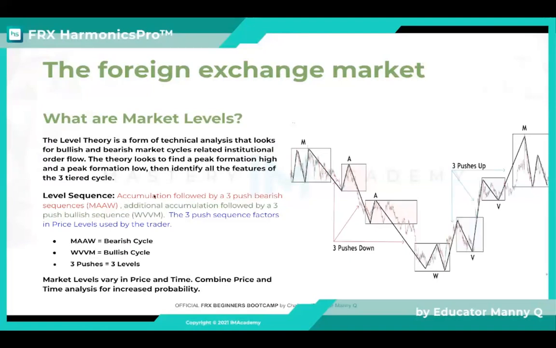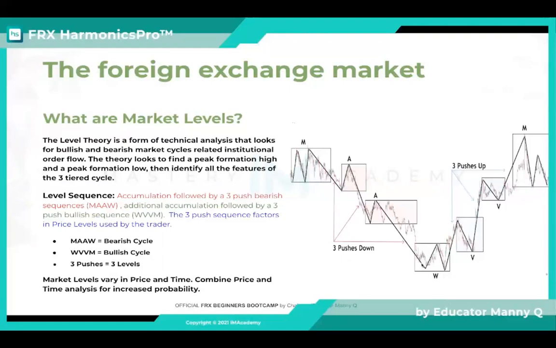You have the accumulation followed by three bearish pushes, which is the MAAW. As an example, you have the distribution up here, you have the accumulation down here. In a bearish cycle, you're looking for 3 pushes. 1 push, 2 push, 3 push, right? 1 push, that's that level transitioning. 2 push, that's that second level transitioning. The 3rd push, doing that 3rd level transitioning.